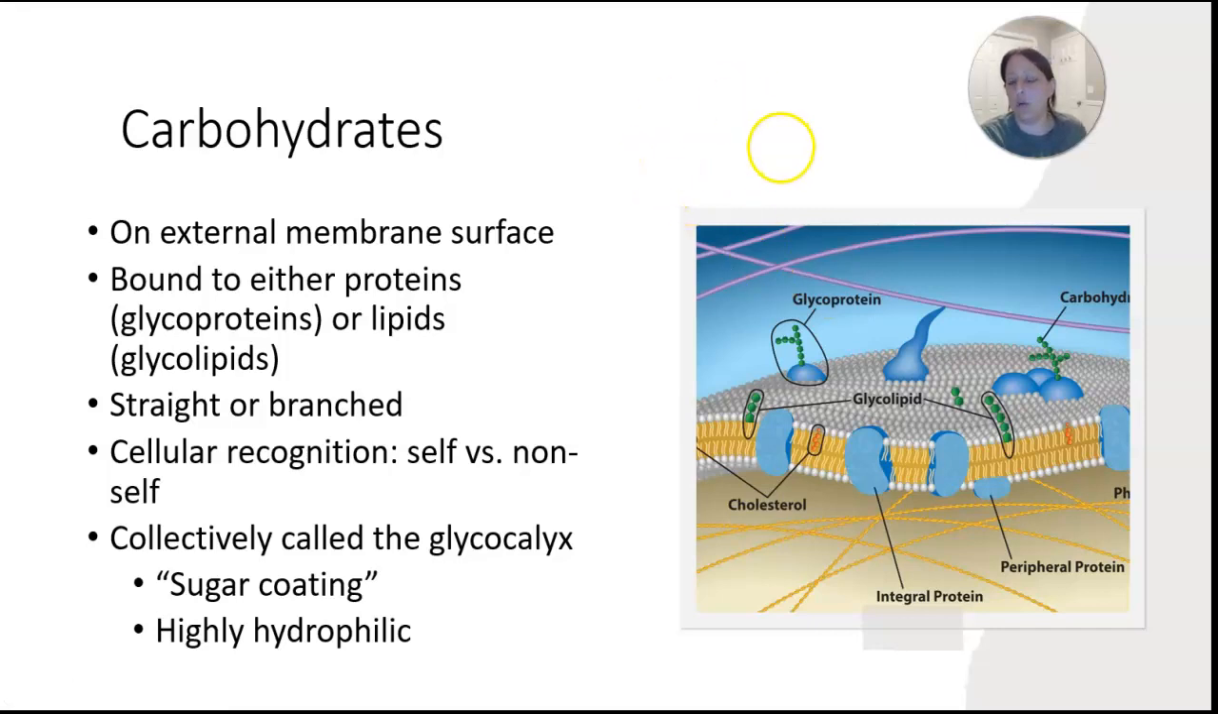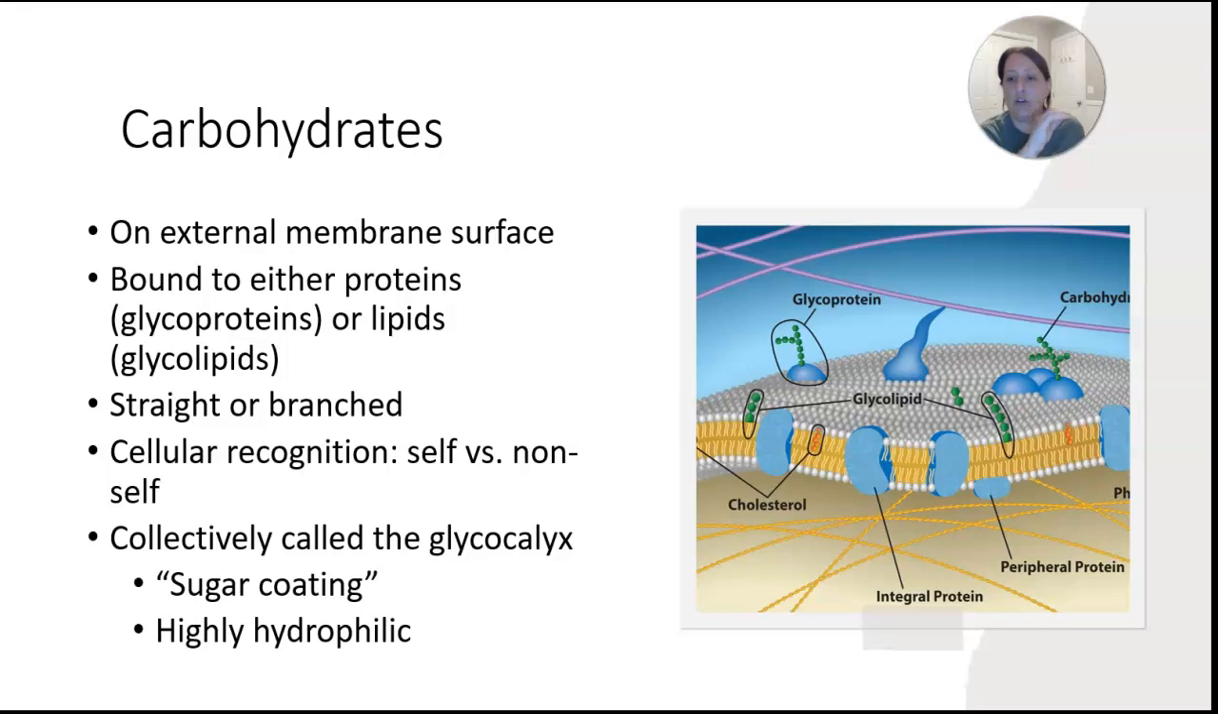Carbohydrates are only going to be attached on the external membrane surface. We're not going to find them on the cytoplasmic side. And these carbohydrates can be straight chain or they can be branched. They're involved in things like cellular recognition.